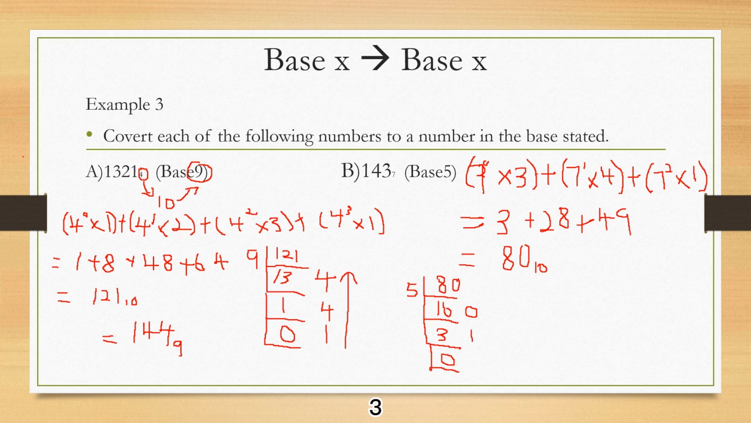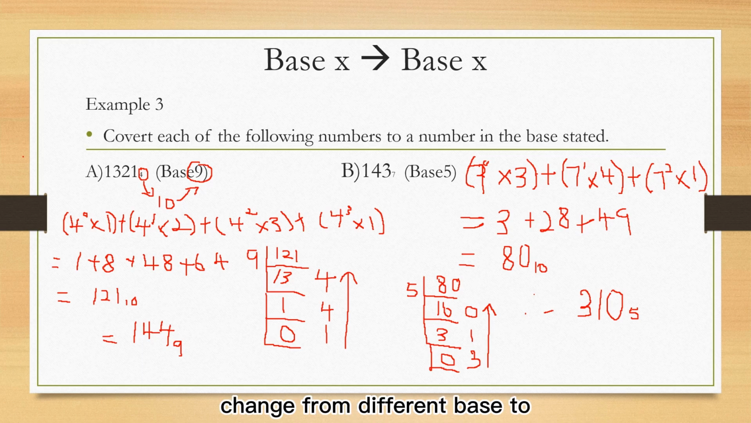So it's 3. Same as before, read from down until up. The final answer we get is 310 base 5. Yeah, that's the process. We change from one base to another base.